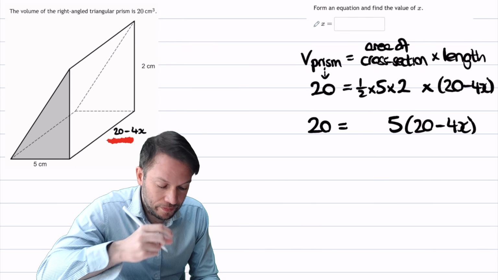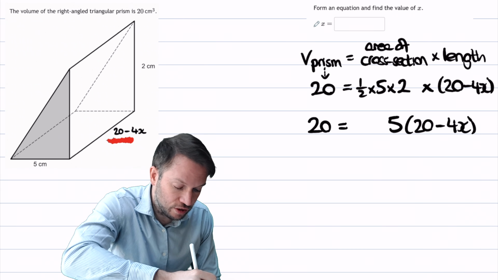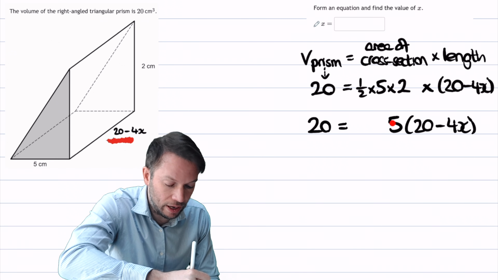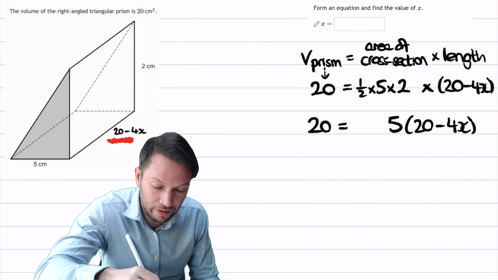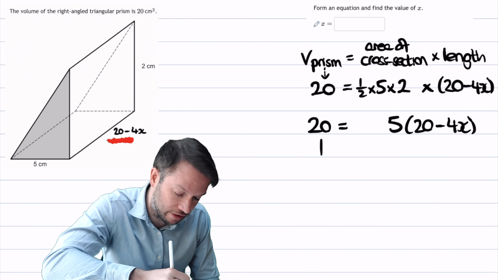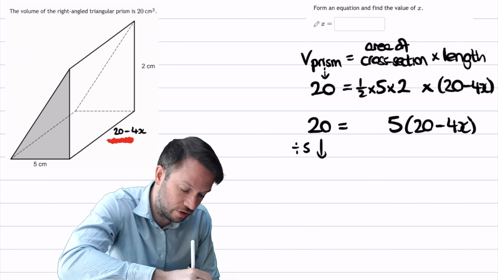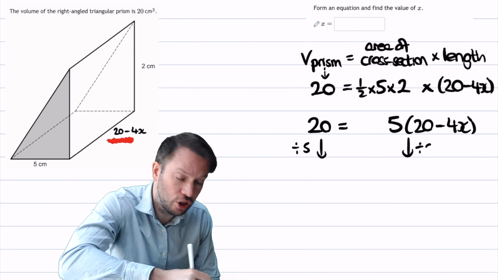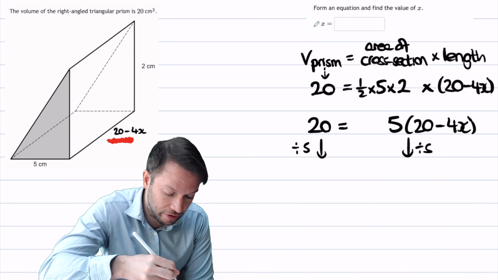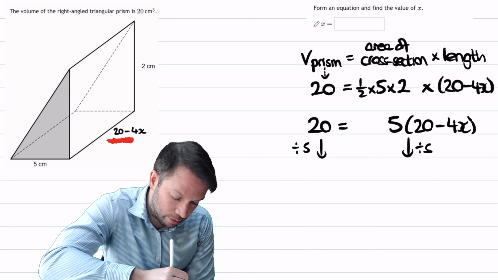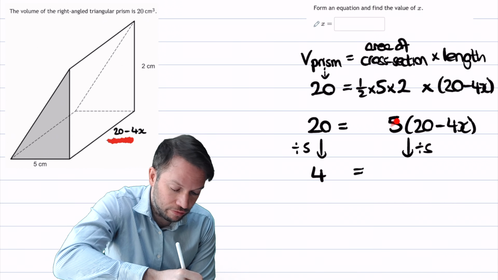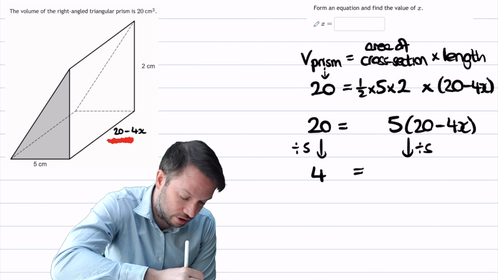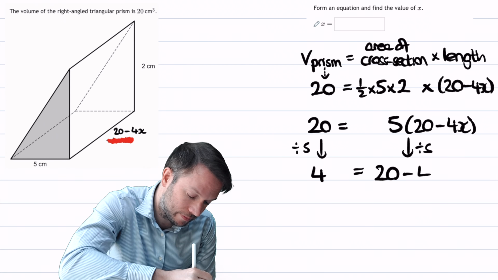How are we going to solve it? Well, look, the 20 minus 4x is being multiplied by 5 to give 20. So to get rid of that multiplied by 5, we could divide both sides of the equation by 5. We do the opposite to get rid of something. You could instead expand out the brackets if you prefer. So we do 20 divided by 5, which is 4. And on the right-hand side, the divide by 5 gets rid of that times by 5, leaving 20 minus 4x.